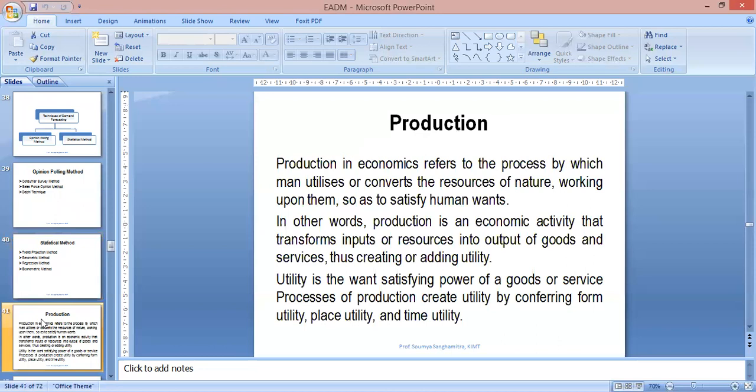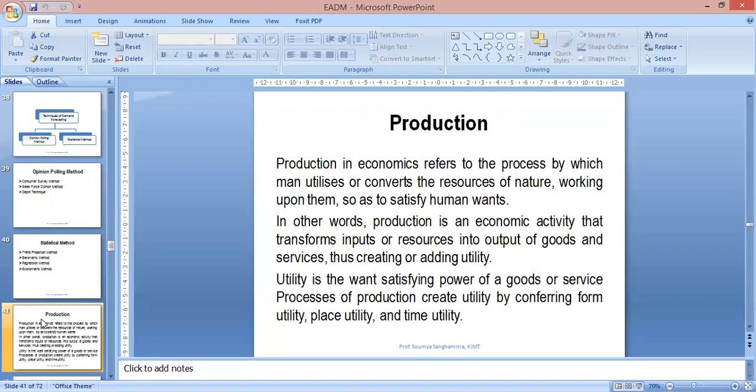Next also production. Production in economics refers to the process by which man utilizes or converts the resources of nature, working upon them so as to satisfy human wants. जोटा भी हम farm रो जहाँ रखुची आमे सेठुरु product जहाँ रखुची आमे कौन हमारा resources हो man utilize करके मतलब labor force जहाँ भी utilize करके हम तो कौन जो human wants को satisfy करवा.